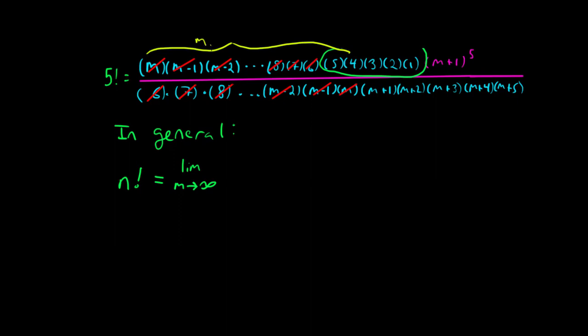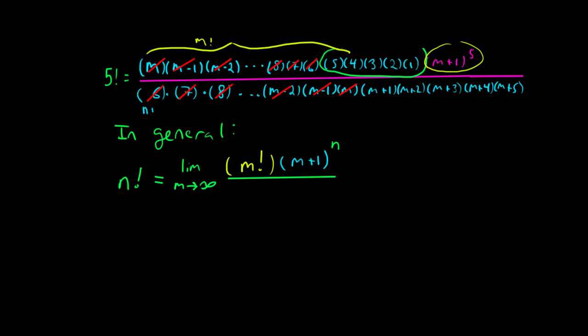I'm highlighting in yellow what that was. Again, that was m factorial. So in general, n factorial equals the limit as m approaches infinity of m factorial times (m+1) to the n, all over what?